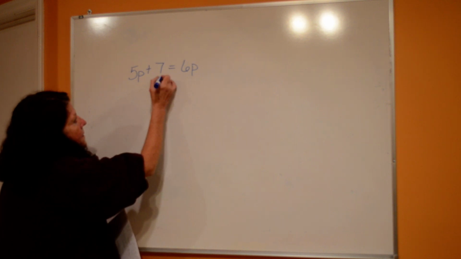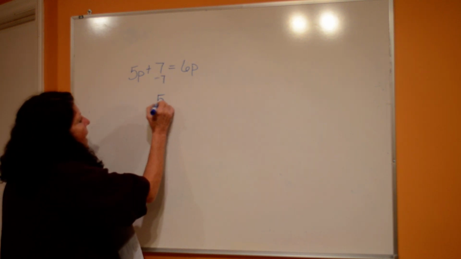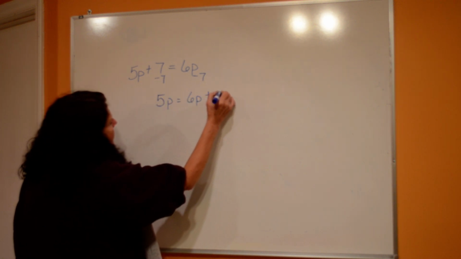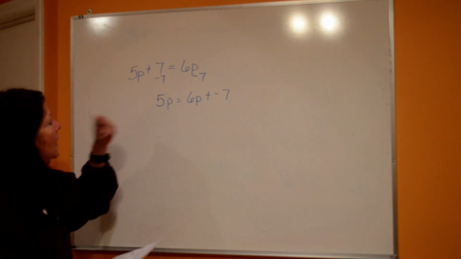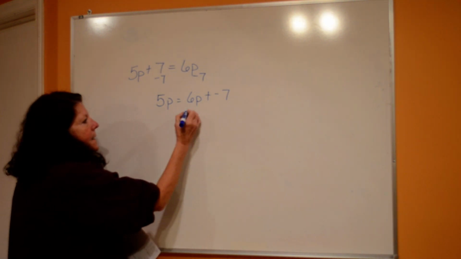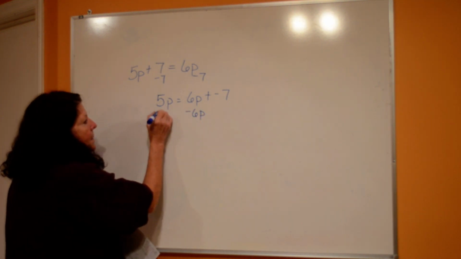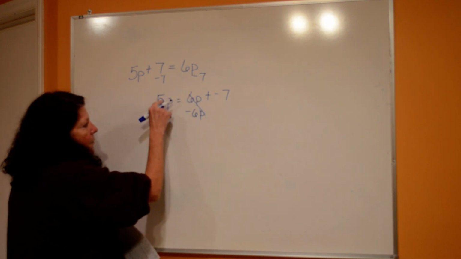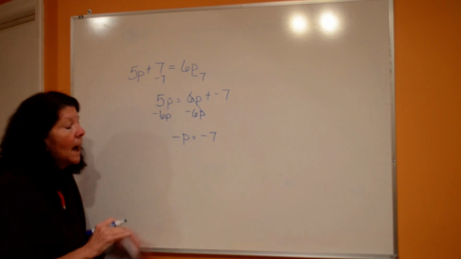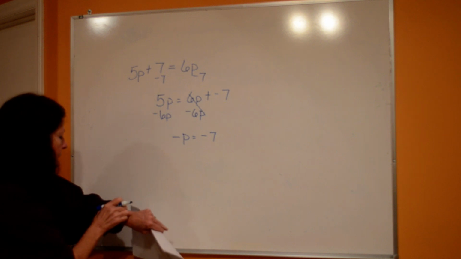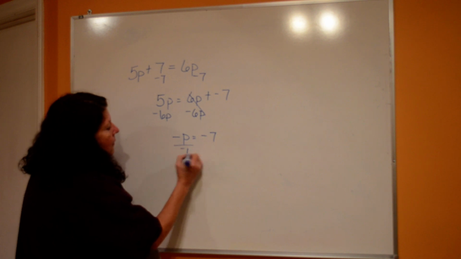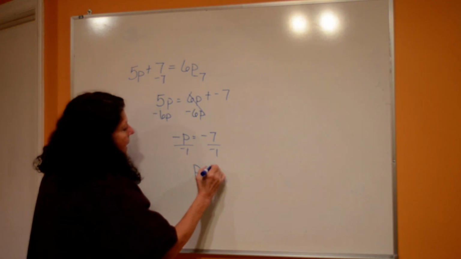I'm going to add a negative 7 to both sides. So I have 5p is equal to 6p plus negative 7. It will work better if you treat it as a negative rather than subtraction. Now I need to take my 6p over here, so I'm going to add a negative 6p. So 5p plus negative 6p is negative p equals negative 7. I can't be left with a negative with my p, so I'm going to have to divide by negative 1, and I'm going to get p equals 7.